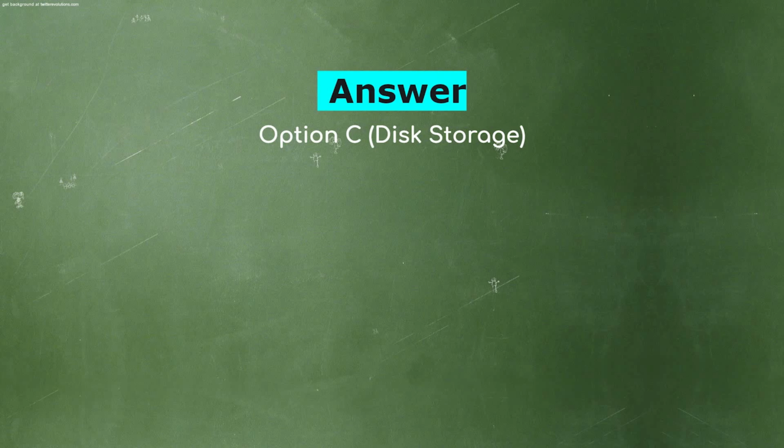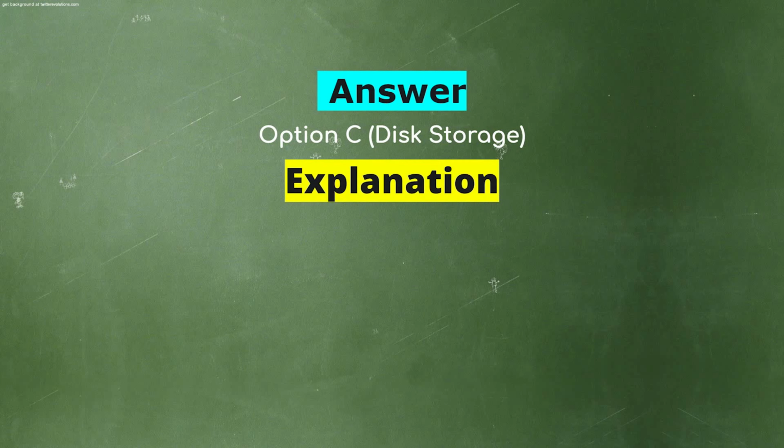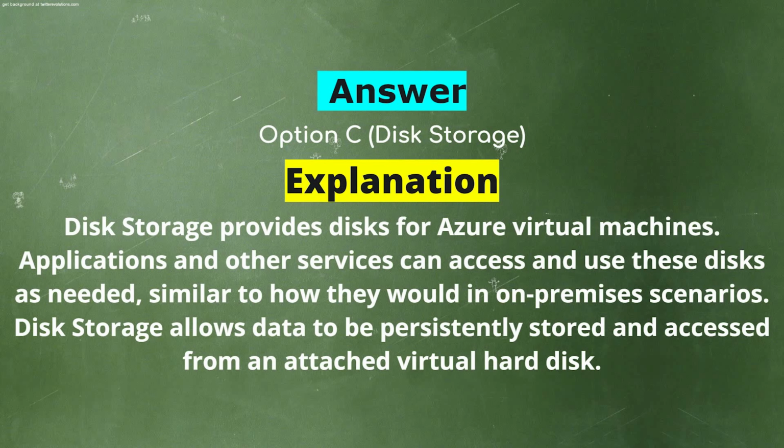Disk storage. Explanation. Disk storage provides disk for Azure virtual machines. Applications and other services can access and use these disks as needed, similar to how they would in on-premises scenarios. Disk storage allows data to be persistently stored and accessed from an attached virtual hard disk.